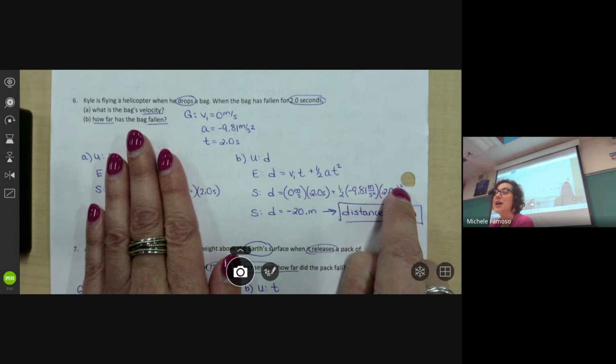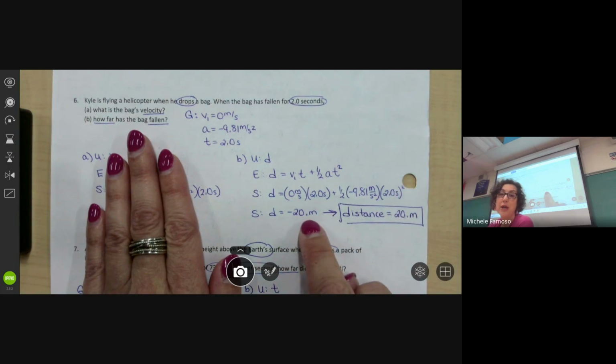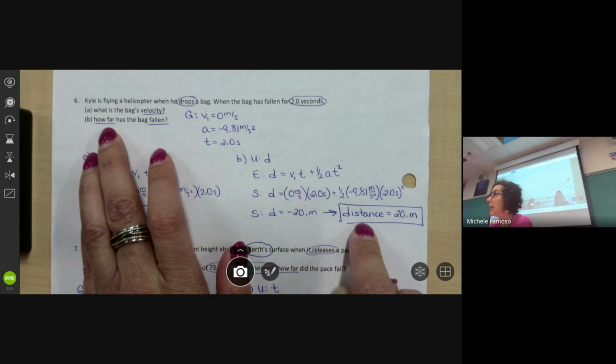You've got the square. That is the most common mistake with that equation: students forget the square on the T. So when you do the square, you get negative 20 meters. Now that's a displacement. How far is a distance? So you're going to drop the negative sign to give me the scalar answer, which is 20 meters. Okay? Anything else? Yes, Khalees.